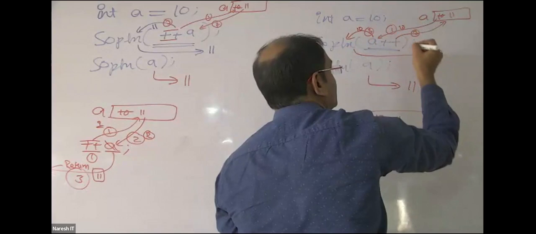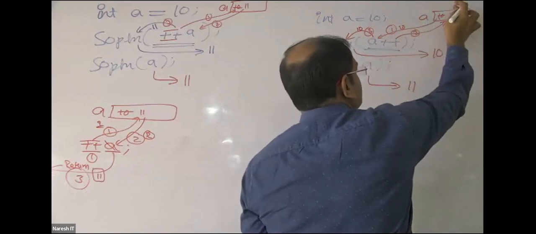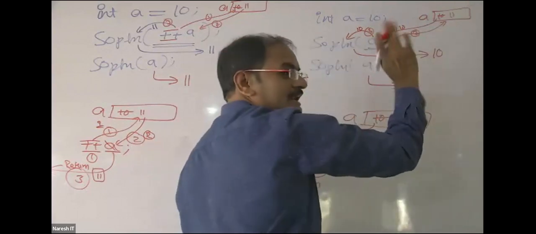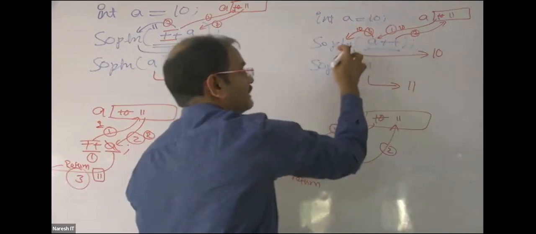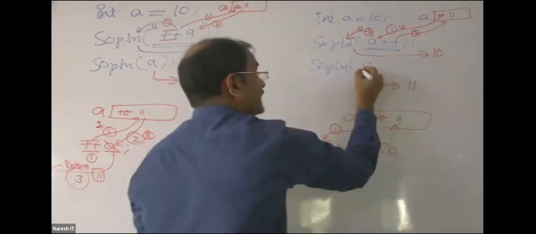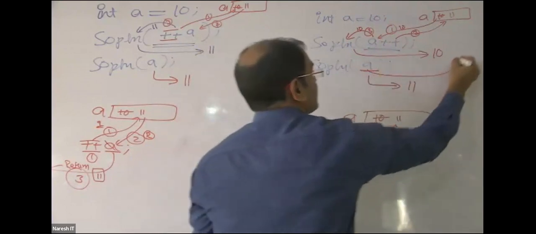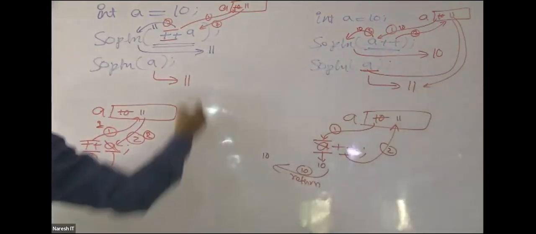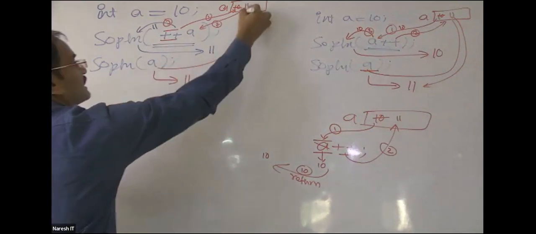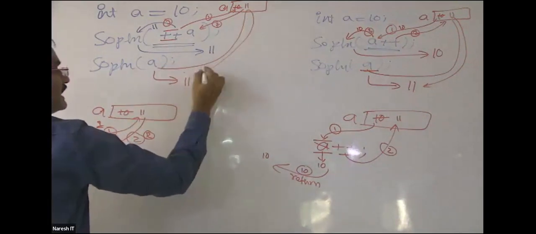Reading is already completed, so it is just going for the purpose of increasing. ++ is not meant for reading. ++ is meant only for increasing. Then who is reading? a. Then what value is coming? 10. In the next line a, by the time, what is the value available in the variable? 11. That 11 is coming. Here also, by the time the variable a is read, what is the value available? 11. That's why 11 is coming.